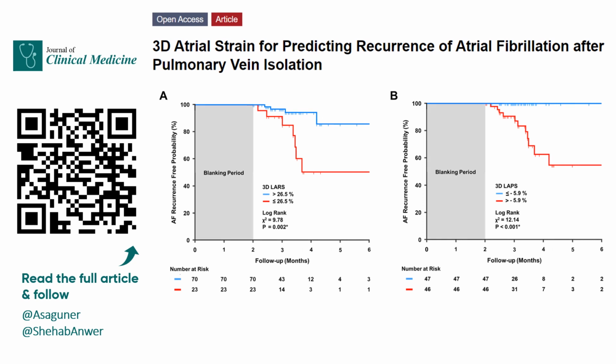In this study, the three-dimensional reservoir and pump strain of the left atrium was associated with the recurrence of atrial fibrillation after the blanking period after undergoing the pulmonary vein isolation. The association of the 3D left atrial strain was independent of relevant clinical and echocardiographic parameters and improved their predictive value. Hence, they may be applied for the outcome prediction in patients undergoing PVI to ablate the atrial fibrillation.